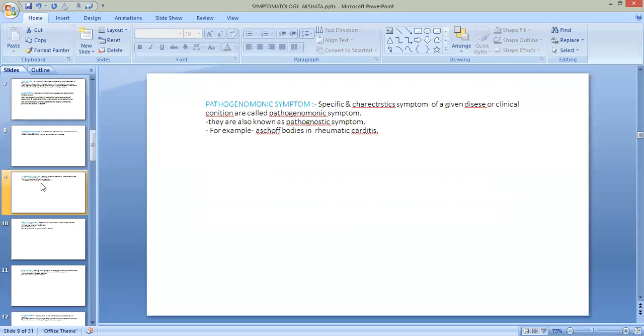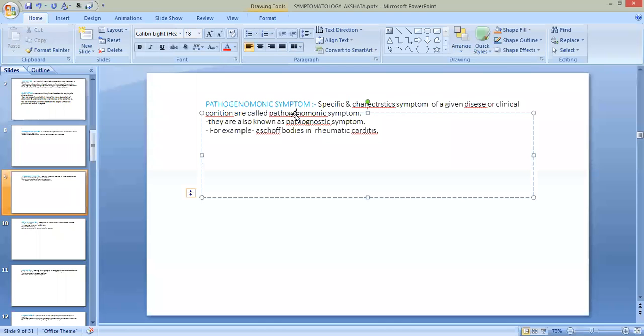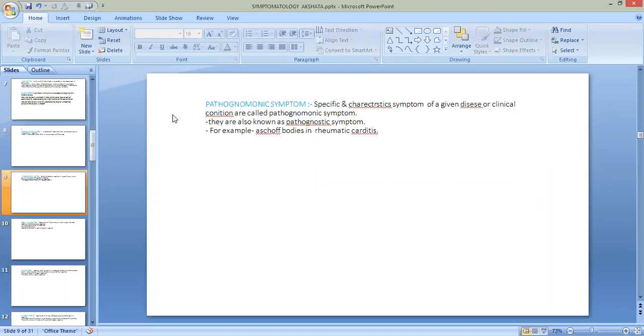What is pathognomic symptoms? Specific and characteristic symptom of a given disease or clinical condition are called as pathognomic symptom. So what is pathognomic symptom? These are nothing but the symptoms of the disease. Pathognomic symptoms are nothing but the characteristic symptoms of the given disease or the clinical condition.